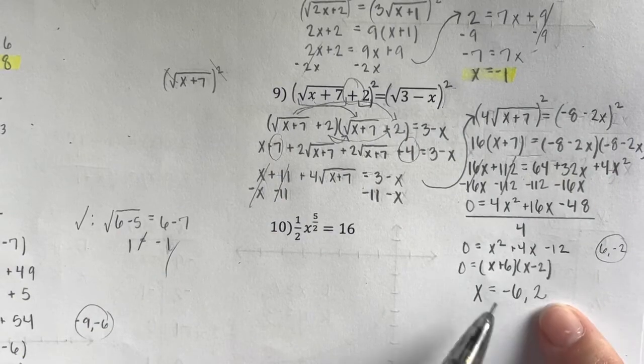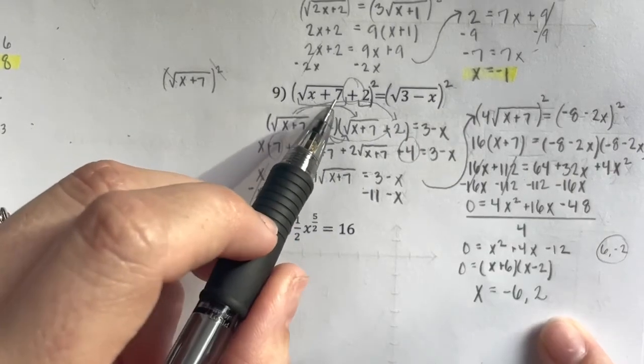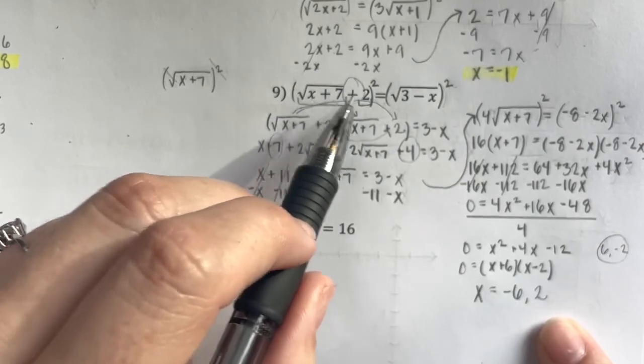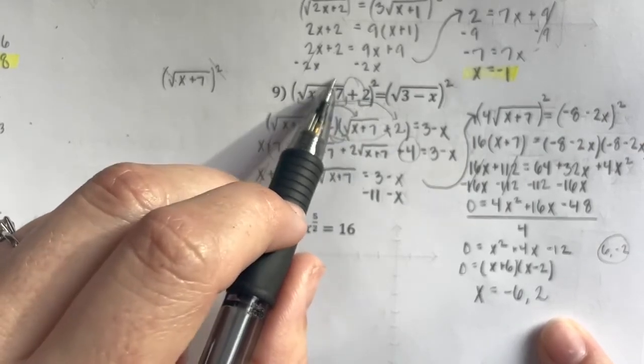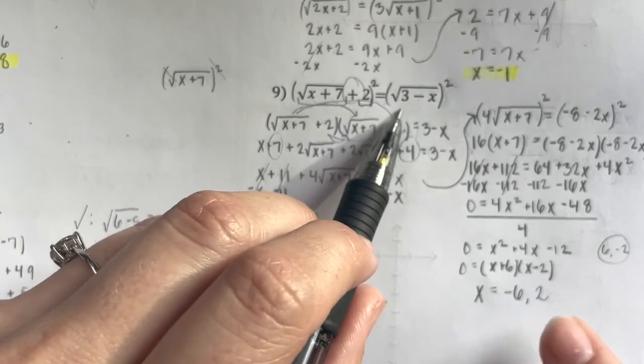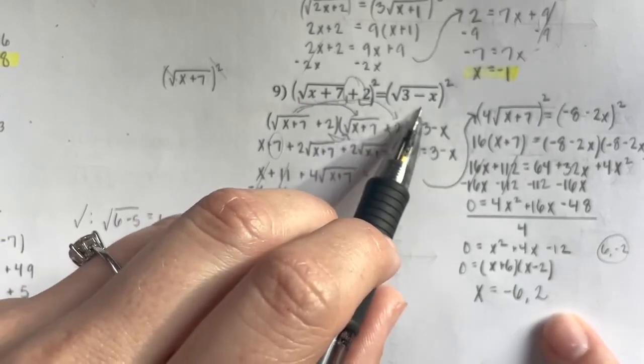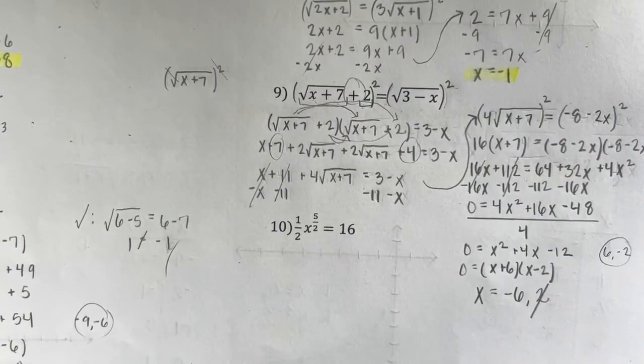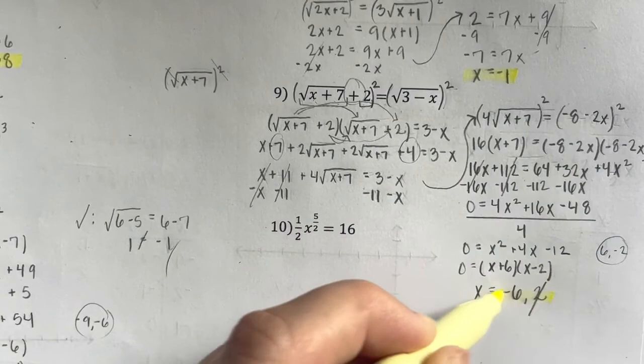And then for the 2, so 2 plus 7 is 9. The square root of that is 3. 3 plus 2, so I have a 5 on the left side. And then 3 minus 2 is 1, and the square root of 1 is definitely not 5. So that negative 2 answer doesn't work. It's extraneous. So just x equals negative 6 is our solution.